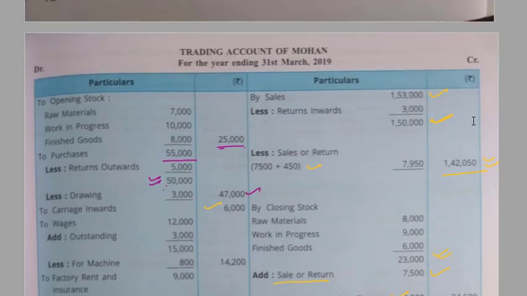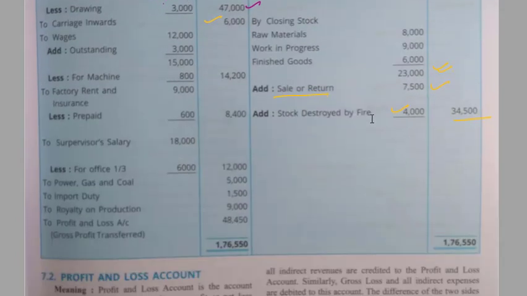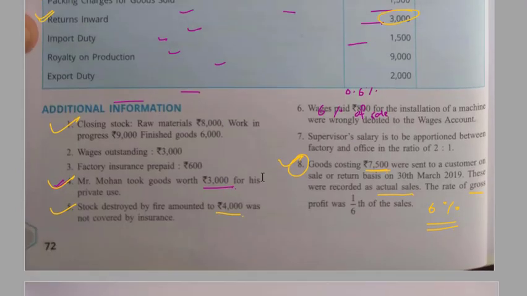Now 1,42,050 and 34,500 gives me 1,76,550. I am not doing the calculation as everything is here, but for your practice you need to do it. You need to solve this problem first.